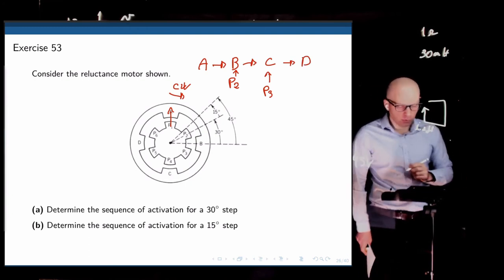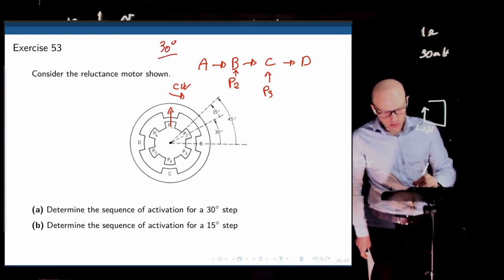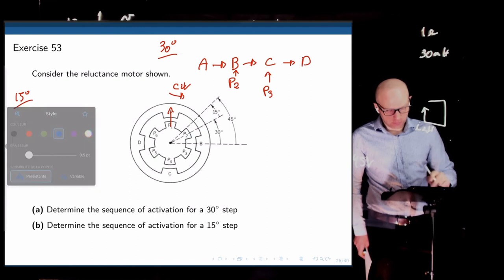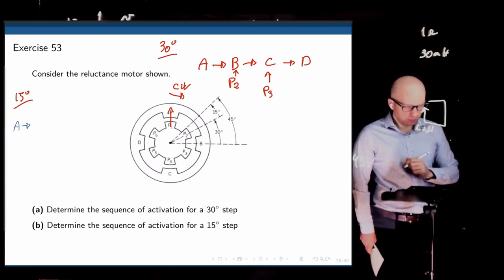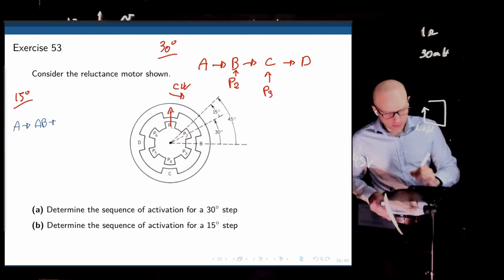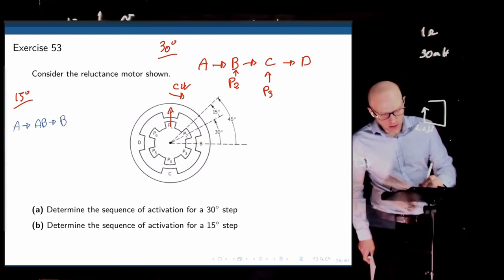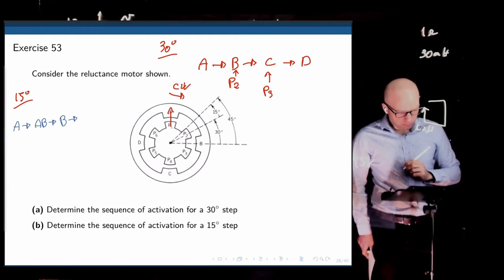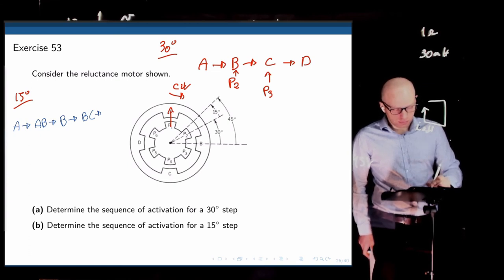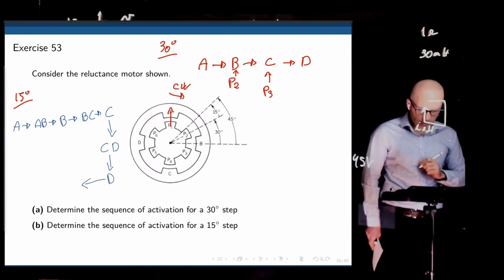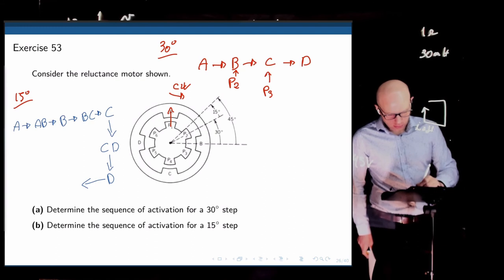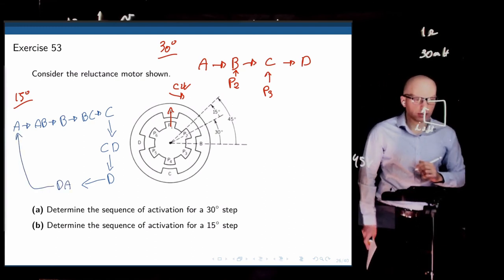So now let's do the 15 degrees. So what would be 15 degrees? This is for 30 degrees. Let's do 15 degrees. How would that look? It would be A to start, then AB. Then B. Then BC, correct. Then we go with just C. And then CD, then D. What is next? DA, and that completes the cycle.